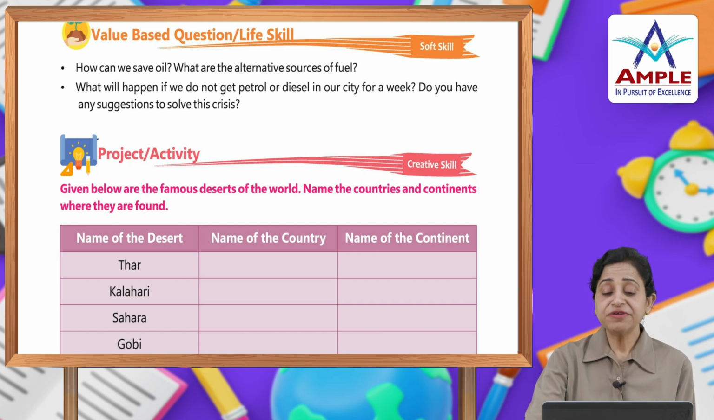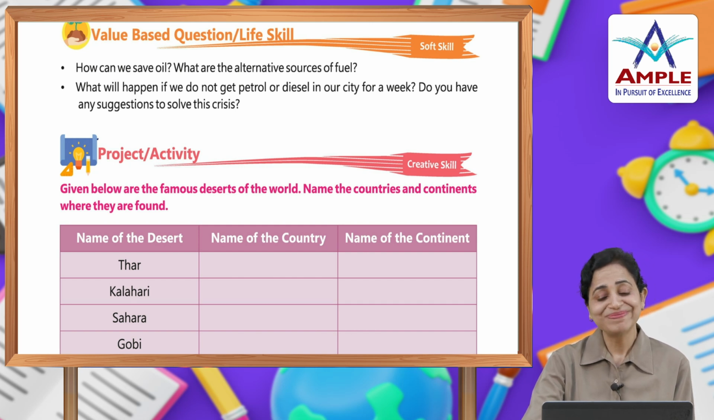Project activity. Given below are the famous deserts of the world. Name the countries and continents where they are found. Okay? While doing this, have fun. Enjoy.